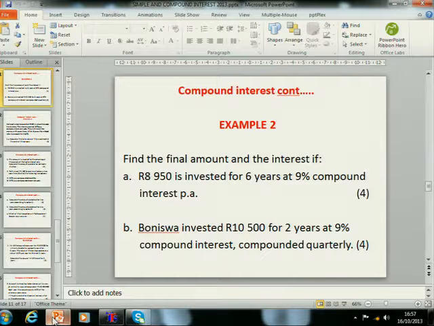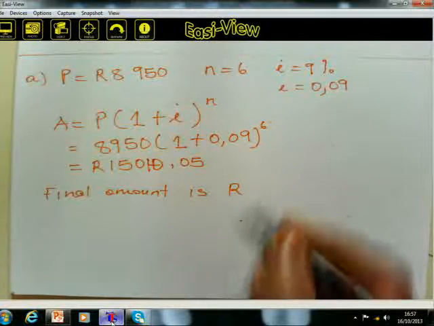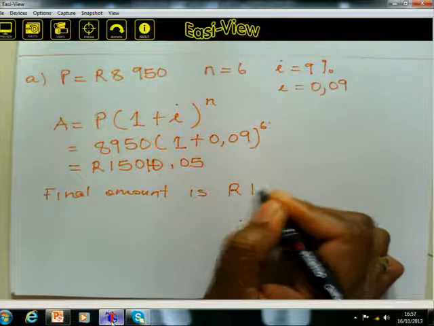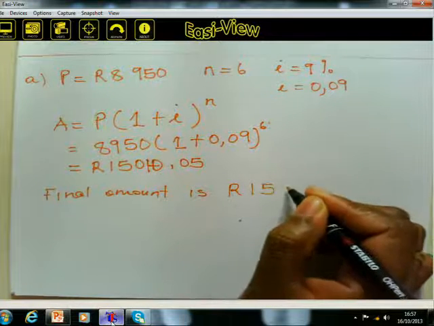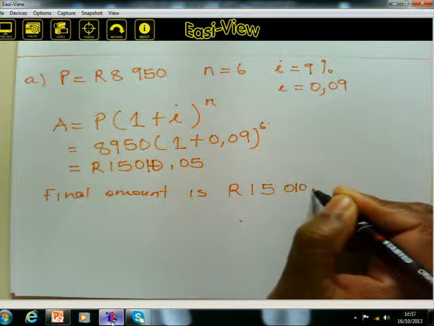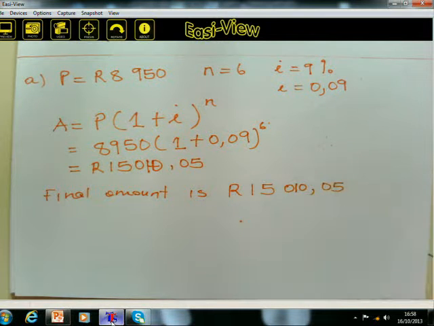Find the final amount and the interest. So now 15,010 rand will be the final amount. Final amount will be this: 15,010 rand, 5 cents. And then the next question says, find the interest.